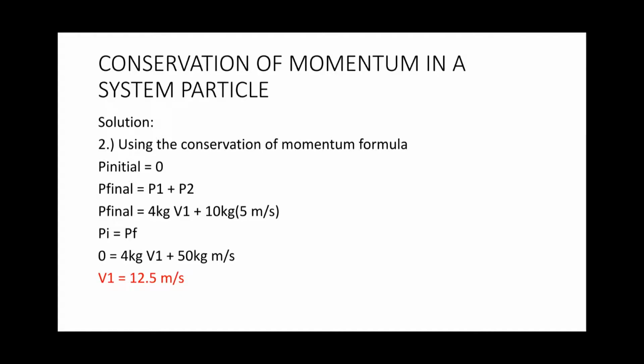You can see Pi is equal to Pf because it's not moving. 0 is equal to 4 kilograms v1 plus 50 kilogram meters per second. Transpose 4 kilograms v1 to the left side, then divide both sides by 4 kilograms. You will get v1 is equal to 12.5 meters per second. If you want to find the velocity of the small car with respect to the big car, you should benefit from relative motion and do your calculation according to the vector properties. In other words, you must consider the direction of the velocities.